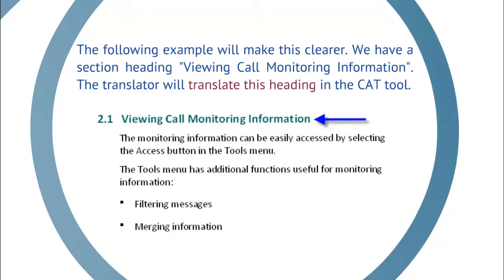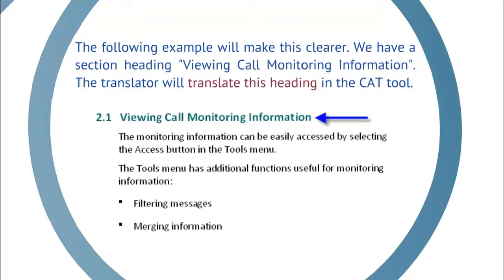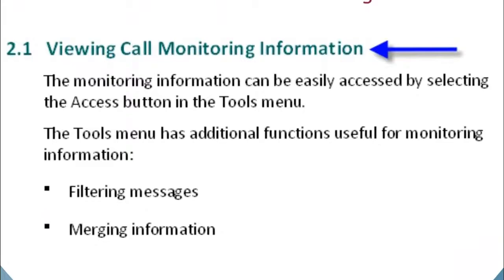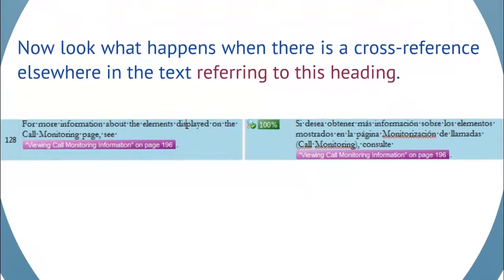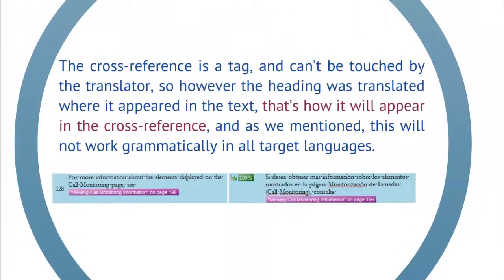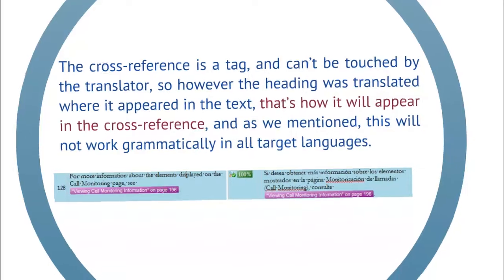We have a section heading, Viewing Call Monitoring Information. The translator will translate this heading in the CAT tool. Now look what happens when there is a cross-reference elsewhere in the text referring to this heading. The cross-reference is a tag and can't be touched by the translator. So, however the heading was translated where it appeared in the text, that's how it will appear in the cross-reference. And as we mentioned, this will not work grammatically in all target languages.